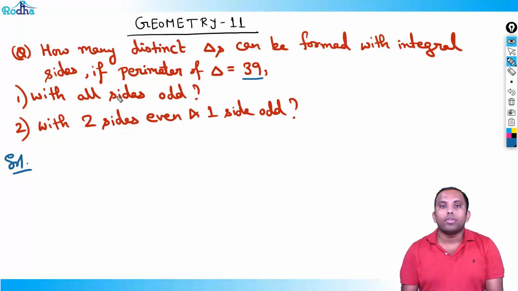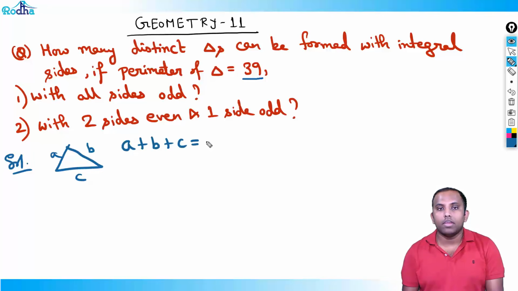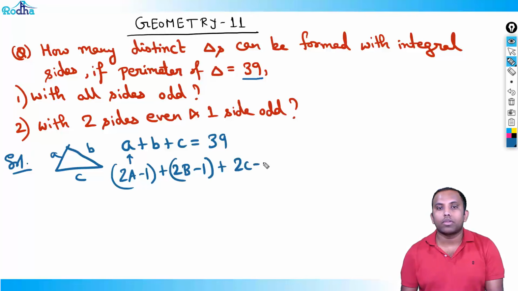Now, with all three sides odd, let's again make a triangle ABC with sides a, b, c. It's given that a plus b plus c is equal to 39. Now I have to make all sides odd. How to make all sides odd? I'll replace a with 2A minus 1, b with 2B minus 1, and c with 2C minus 1. We get capital A plus capital B plus capital C equal to 39.